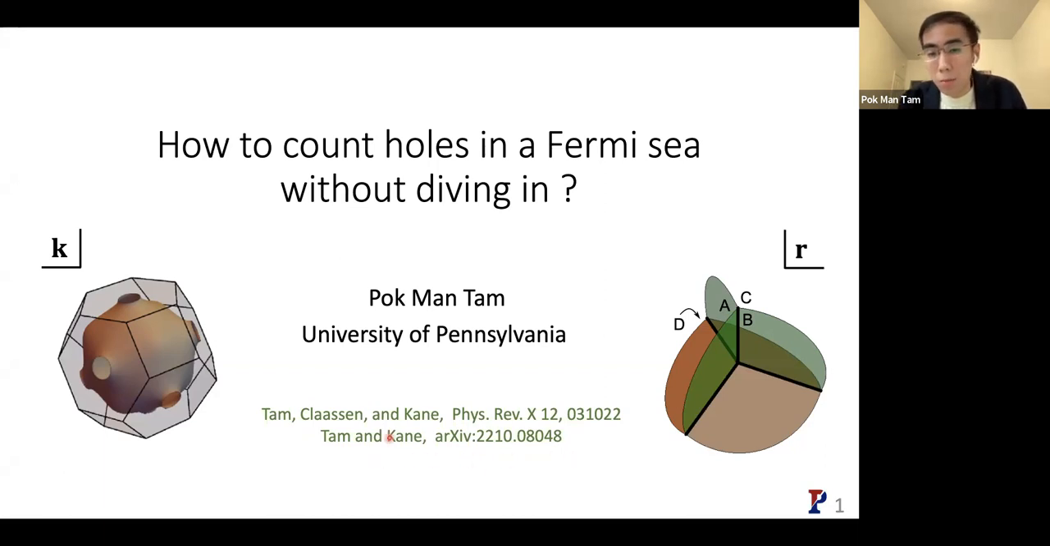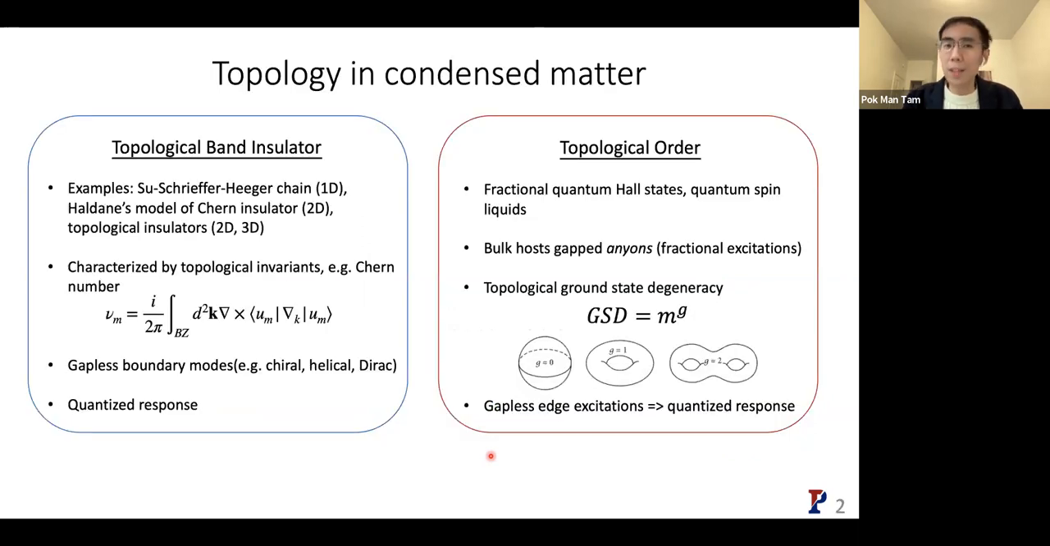This more recent paper is about an experimental setup that we proposed that can measure topology of Fermi seas in 2D, using what we believe to be quite an accessible experimental setup. Hopefully I will tell you more about that in my second part. But just to put ourselves in the same context, let us quickly review what important role topology has played in condensed matter.